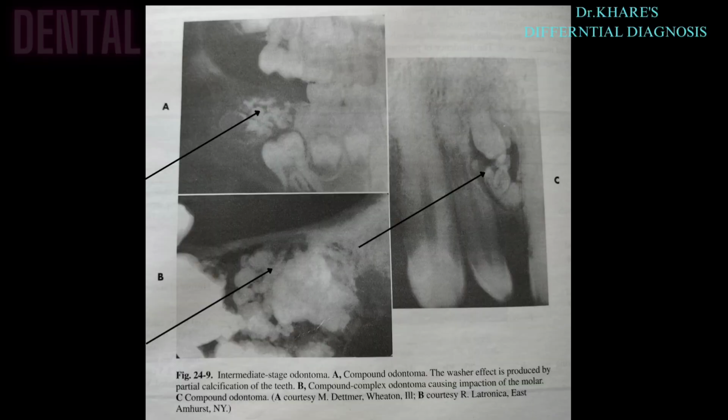Now let's talk about the pericoronal mixed lesions, where these radiographs are of the intermediate stage of odontoma. Radiograph A shows compound odontoma. The washer effect is produced by partial calcification of the teeth, while radiograph B shows compound complex odontoma causing impaction of the molar, and radiograph C is of compound odontoma.